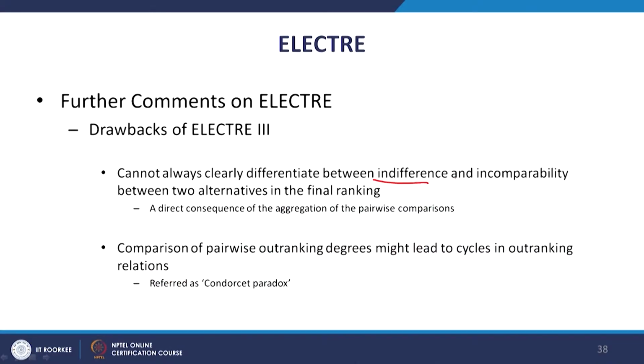In ELECTRE III, we typically cannot always clearly differentiate between indifference and incomparability between two alternatives in the final ranking. This might be the situation in many scenarios, where the local comparison might be indicating that the two particular alternatives are indifferent to each other. However, when we compute the global relation, because of the aggregation procedure that we perform, we might conclude that the particular alternatives are incomparable. So this is typically a direct consequence of aggregation.